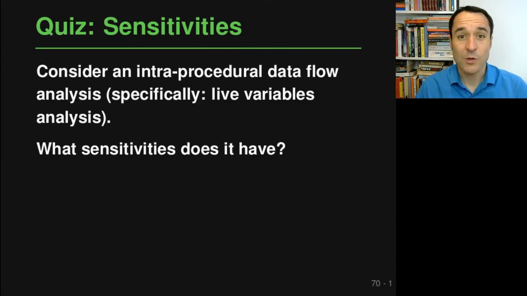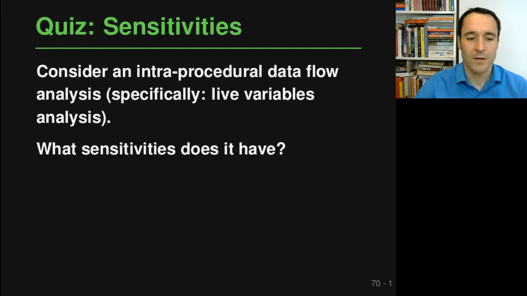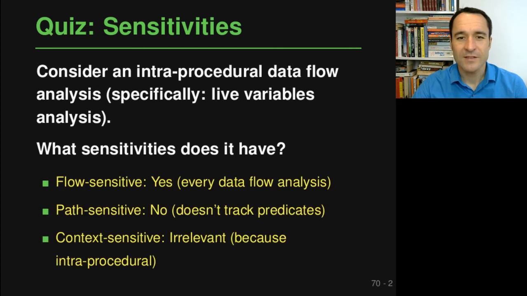Now, as a little quiz to test whether you've understood these terms of flow sensitivity, path sensitivity, and context sensitivity, let's consider an intra-procedural data flow analysis, and more specifically, one that we've seen earlier, which was this live variables analysis. And the question for you is, which of these sensitivities does this analysis actually have? So now I invite you here to stop the video and then think about it yourself. And then once you've hopefully done this, let me show you the solution.